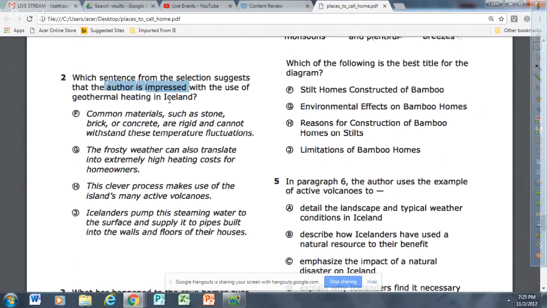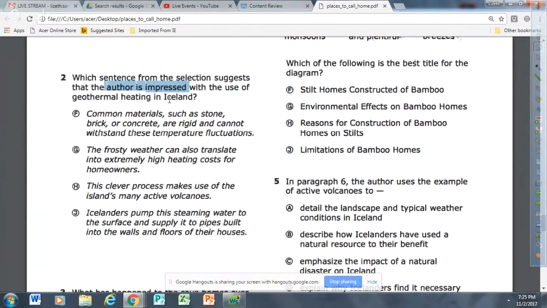Or H, this clever process makes use of the island's many active volcanoes. Does that show that the author is impressed? Or J, Icelanders pump the steaming water to the surface and supply it to the pipes built into the walls and floors of their houses. So all of these statements are evidence that you find in the text. They all come from the text, but only one of them shows that the author is impressed.